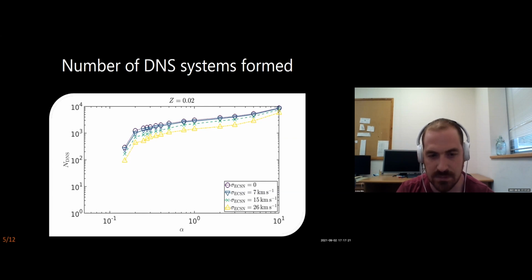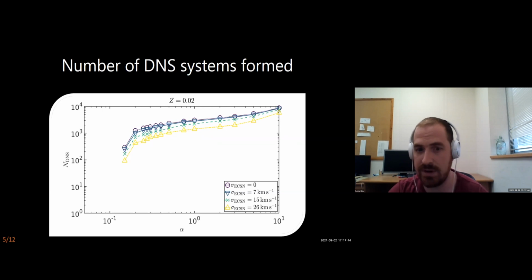So the main channel here for these systems to form is that the first neutron star formed before common envelope evolution happened, and the first common envelope phase is when a neutron star enters the envelope of its companion. Okay, so we see that this increases monotonically with alpha.